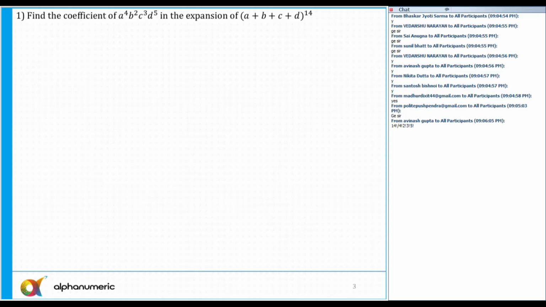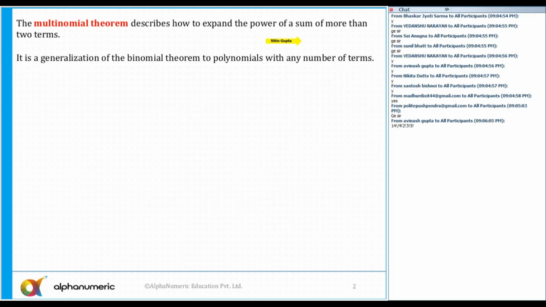Now, if there are two terms, then most of us know. Like if I say a plus b whole square, we all know the formula that is a square plus 2ab plus b square, isn't it? If I ask for the expansion of a plus b whole cube, we all know that it is equal to a cube plus 3a square b plus 3ab square plus b cube.